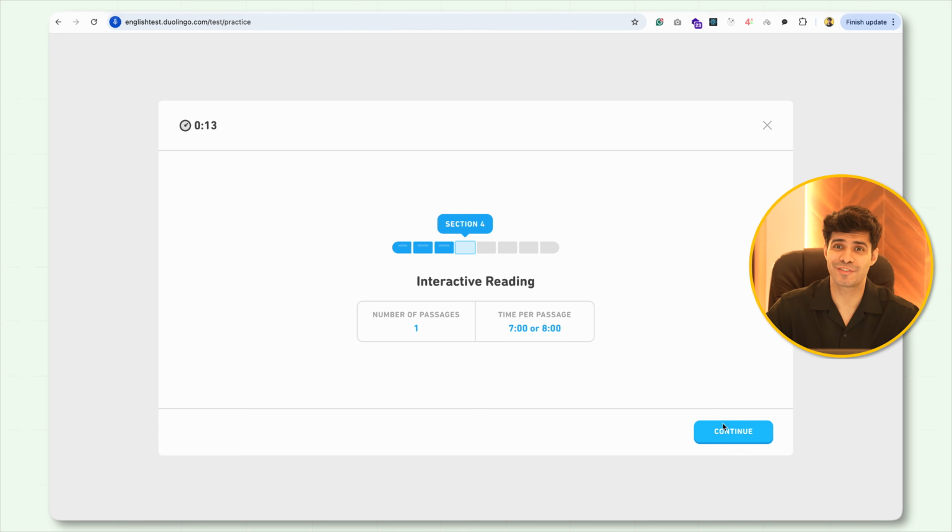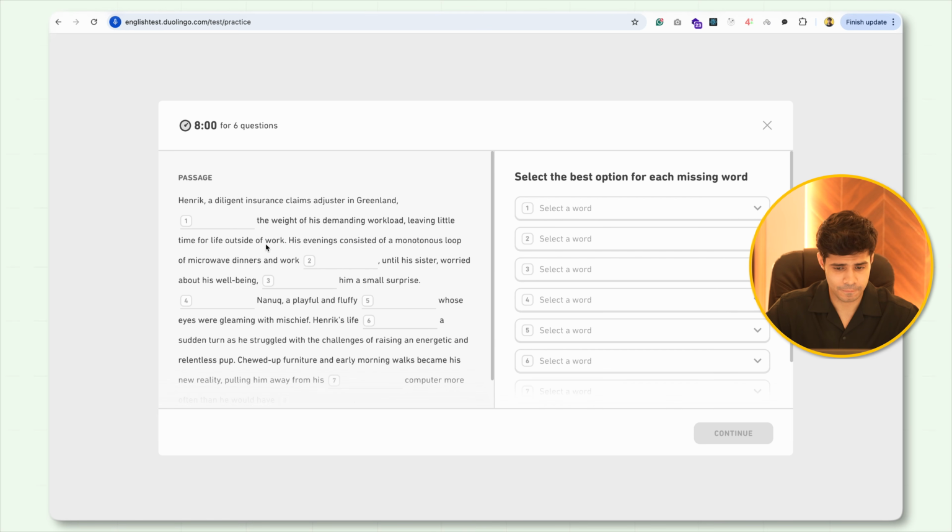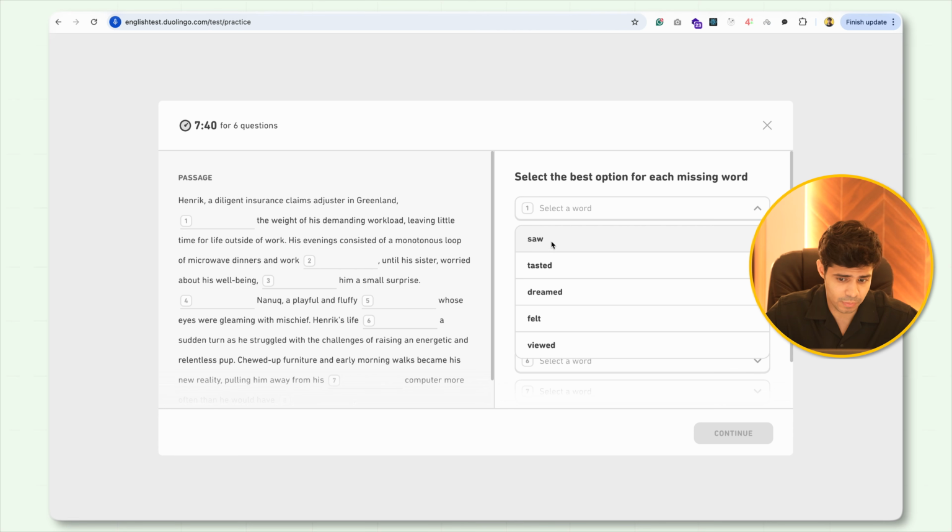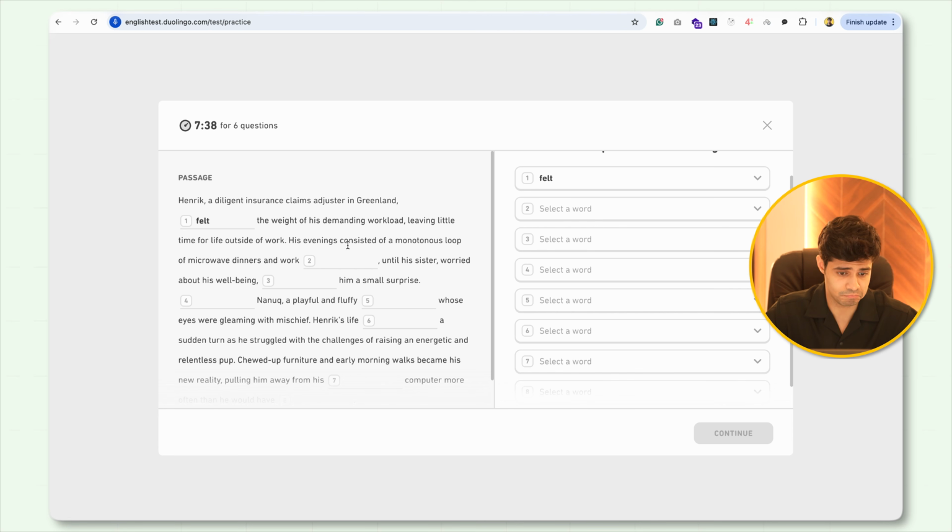All right. We're at interactive reading already. Let's get started. Okay. Henrik, a diligent insurance claims adjuster in Greenland, blank the weight of his demanding workload, leaving little time for life outside work. Okay. I know he was burdened by the weight. Let's see. Saw the weight, tasted the weight, dreamed, felt the weight. Yeah, makes sense. His evenings consisted of a monotonous loop of microwave dinners and work blank until his sister worried about his well-being.